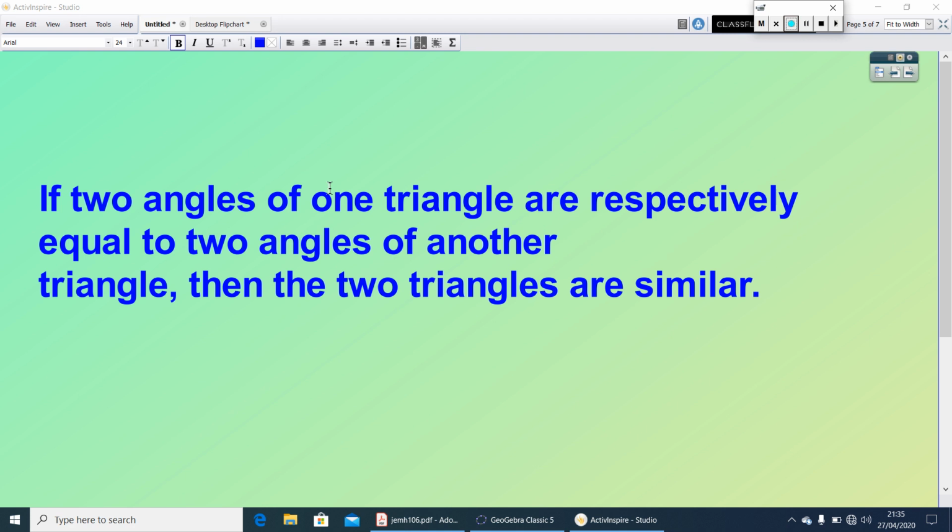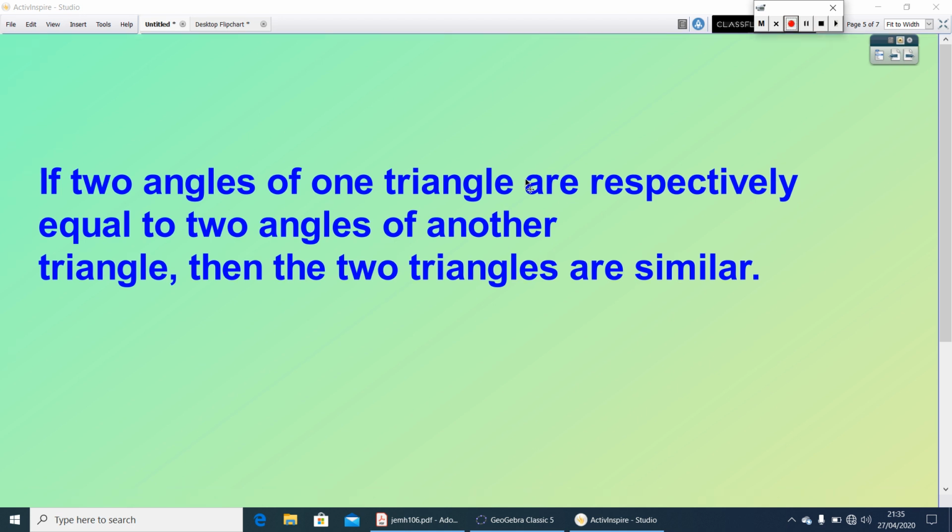So we can write: if two angles of one triangle are respectively equal to two angles of another triangle, then the two triangles are similar. This criterion we can write as the AA similarity criterion. So minimum two angles must be equal for proving two triangles are similar.